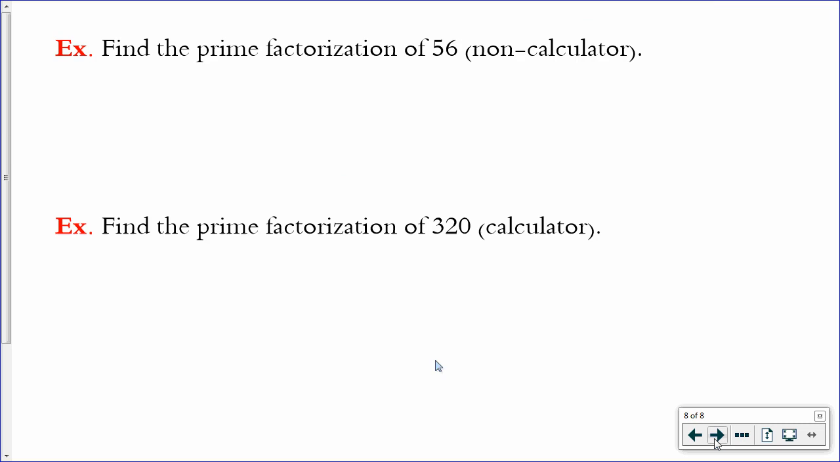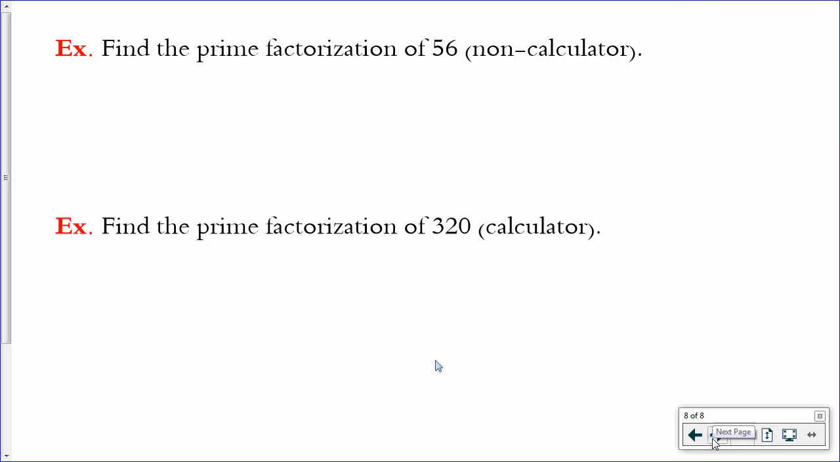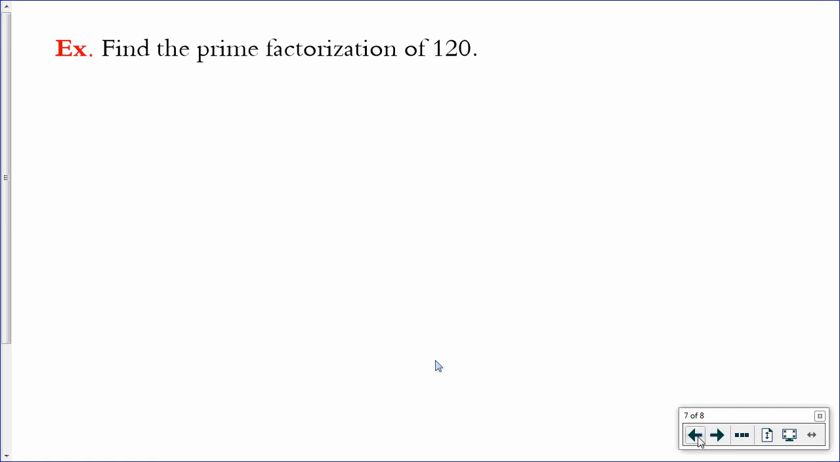All right, and then the last 2 slides are just more practice here. Note that if the numbers are small, you may be asked to do it without a calculator, so you should practice doing it. If the numbers are large, you might be asked to do it with a calculator. I'll just do one more, so you might want to pause and try it on your own, and then check back and see how your answer looks. So I'm going to prime factorize 120. I can see it's even, so I'll split it into 2 times 60.